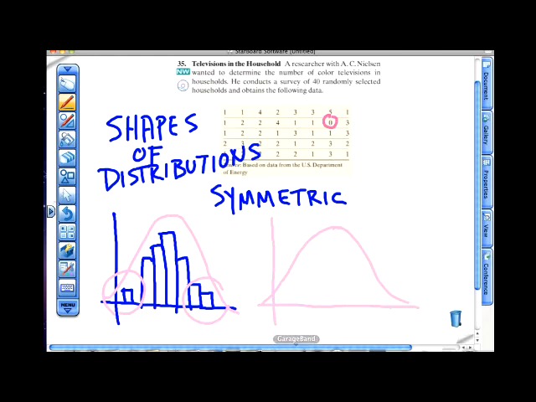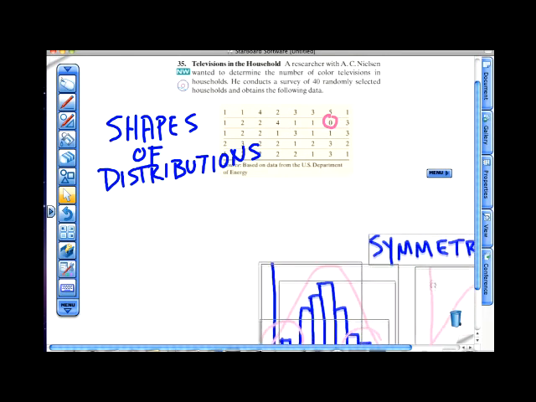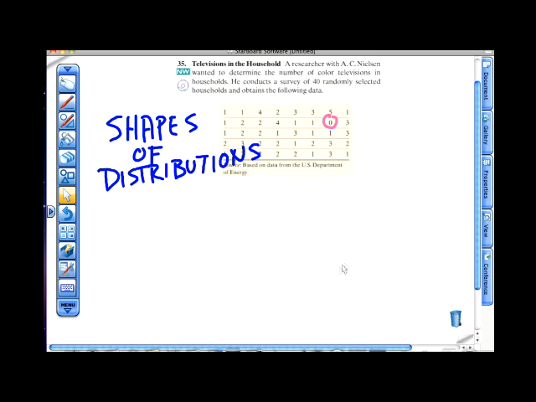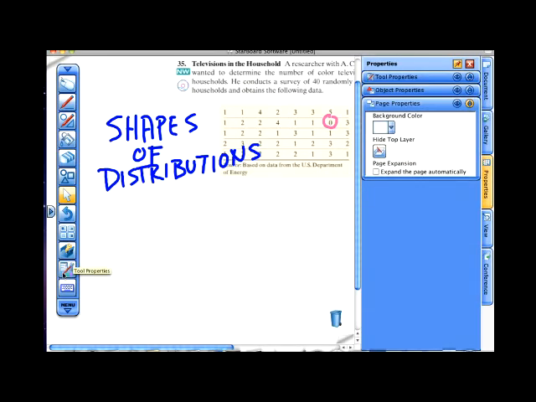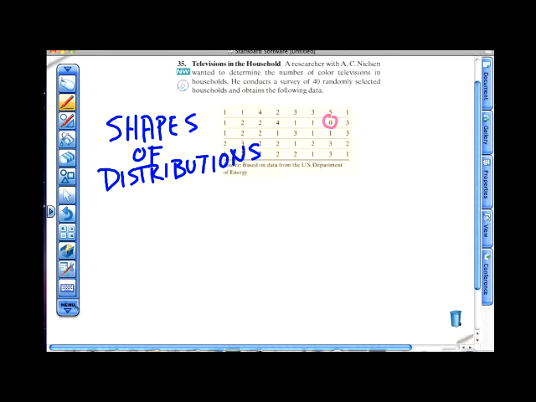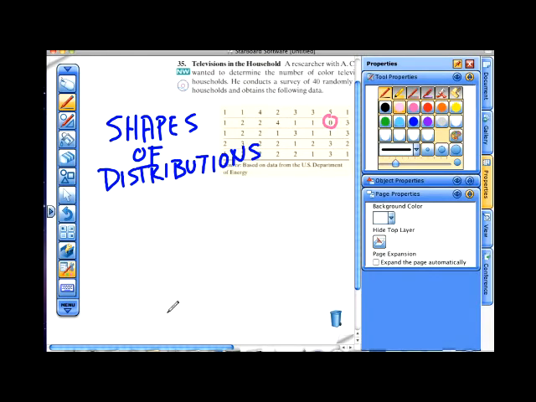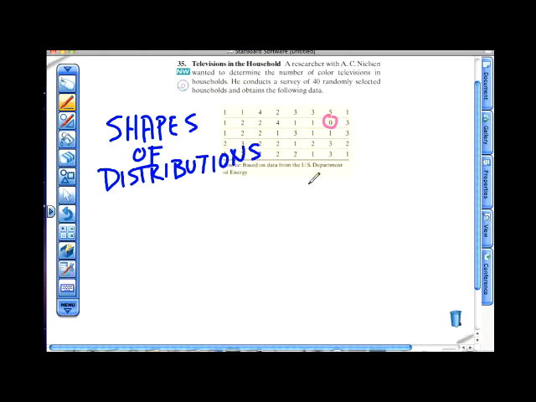So let's go to the next one. You'll see also in the book that there are a lot more distribution shapes than I will expect you to know. So just pay attention to the ones that we're talking about here, okay? So also you're going to have skewed distributions. A distribution has a right skew.